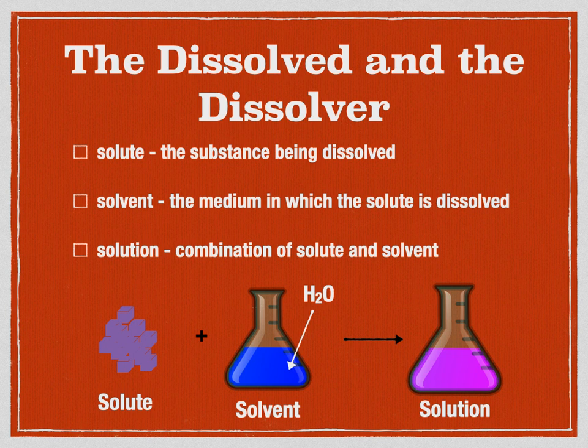The first is the solute. That's the substance being dissolved. So you can think about making a big pitcher of Kool-Aid, and that Kool-Aid powder would be your solute.